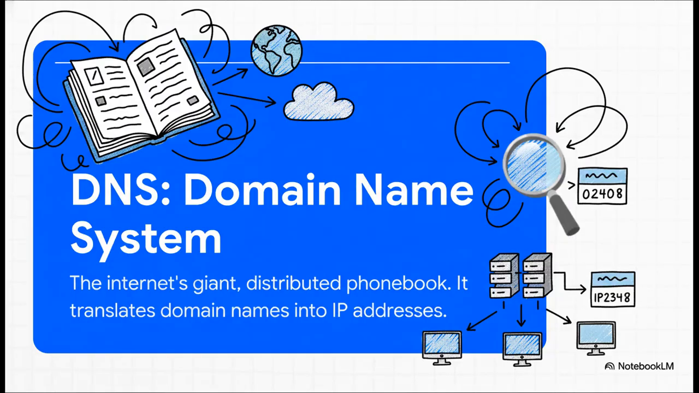So this magic translation, it's handled by something called the Domain Name System, or DNS. And honestly, the best way to think about it is as the internet's giant distributed phone book. It's just a massive database that looks up the name you typed and instantly finds the right number. And thank goodness for it, because without DNS, we'd all have to memorize strings of numbers just to check our email. Can you even imagine that?